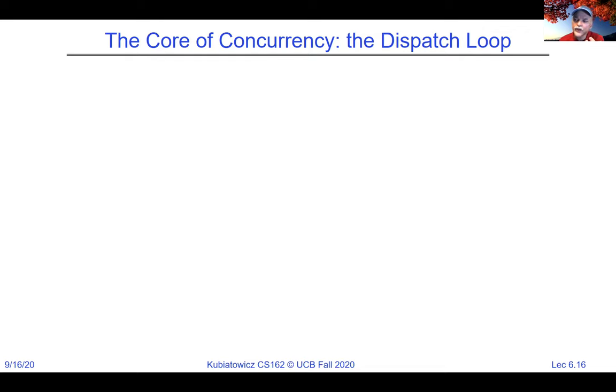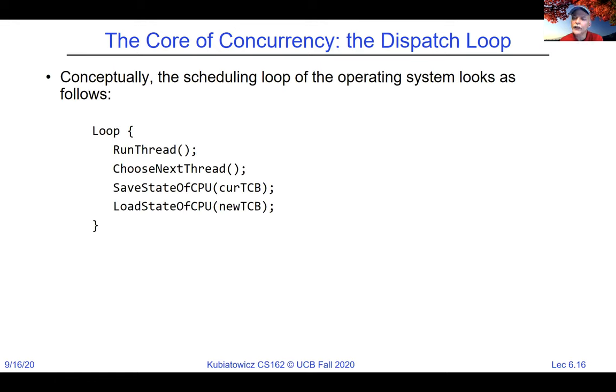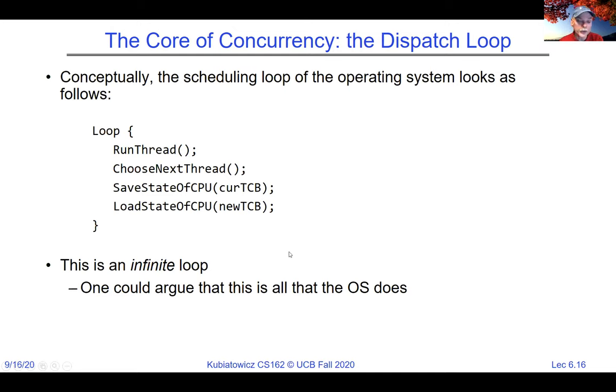So the core of concurrency, as we've kind of mentioned, is this scheduler loop, or I'm going to call it the dispatch loop here. And conceptually, the operating system itself is this: an infinite loop where we run a thread, we choose the next thread, we save the current thread's state, we load the new thread state, and we just keep looping forever. Okay, this is an infinite loop, and I suppose, under a certain point of view, this is all the operating system does. It just keeps looping, letting threads run until they yield the processor or they're interrupted. And then we pick another one and we go. Okay, so pretty simplistic.